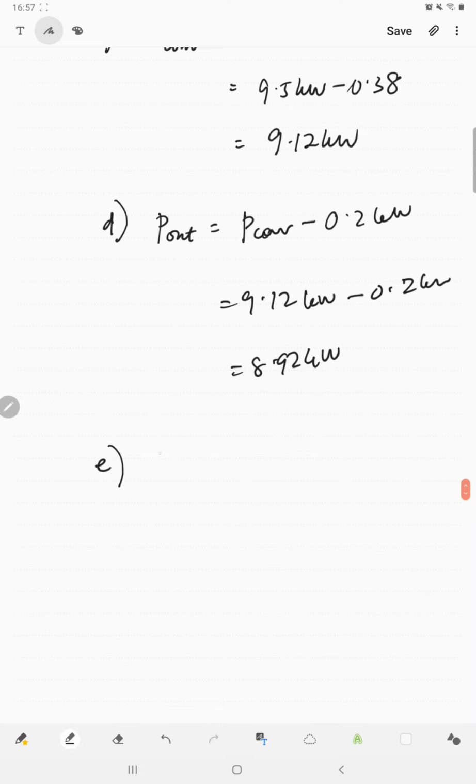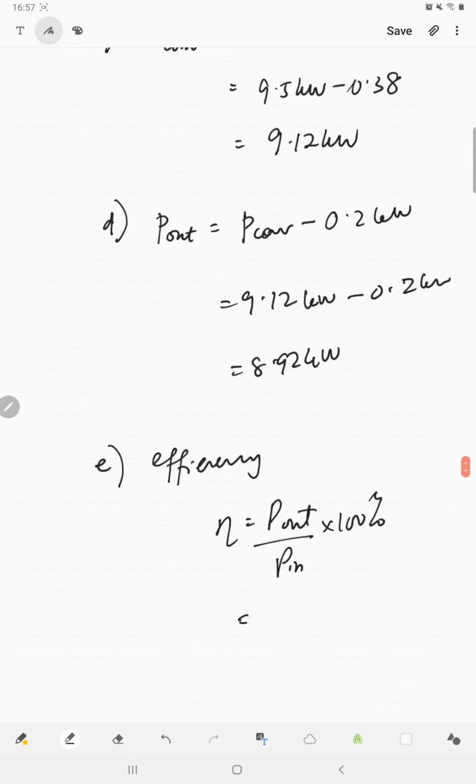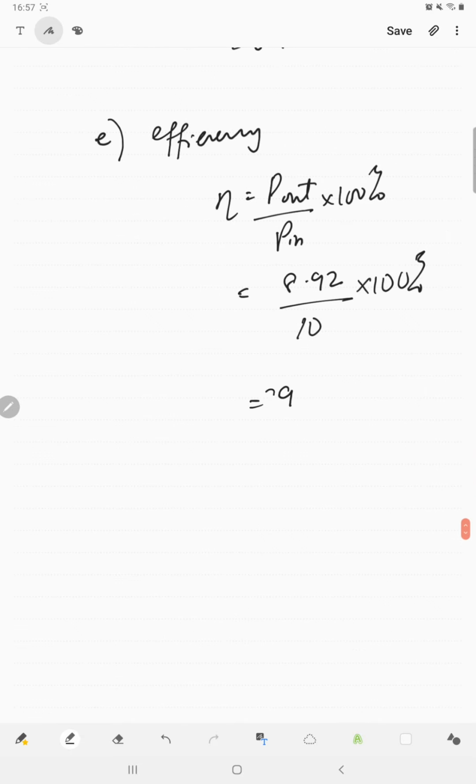Now, the last one is the efficiency. Efficiency of the motor is the output power divided by the input power times 100%. So this is 8.92 divided by 10 times 100%, which will give you 89% efficiency.